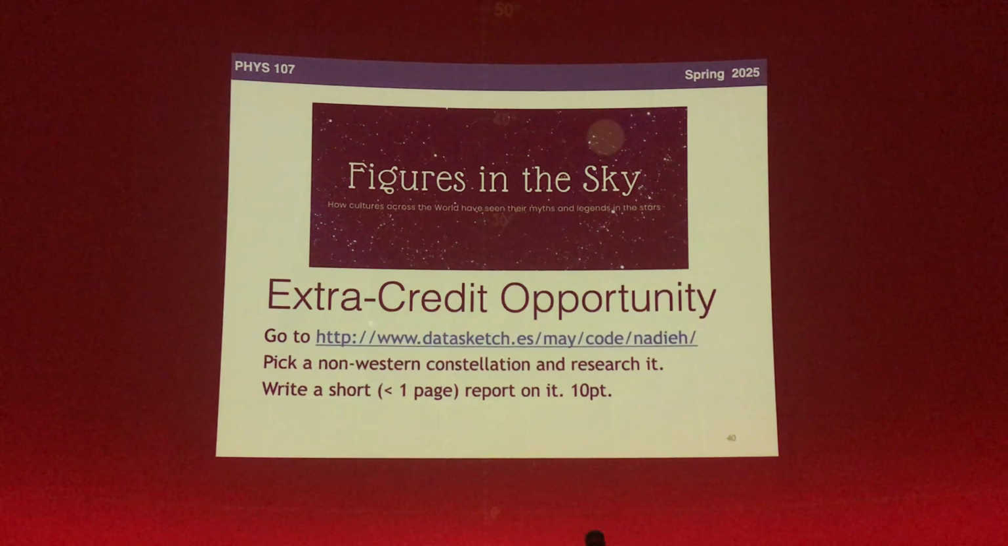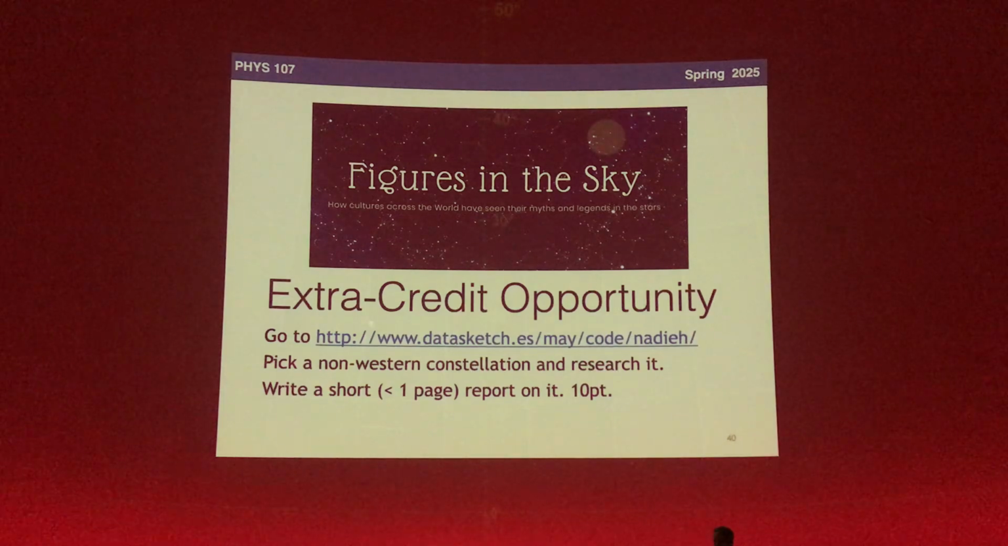And so you can have a look at that, and the figures in the sky talks about how the different cultures label different constellations, or the same constellations, with a completely different story. So yeah, if you want that, it can be really short. You can have a look at that.